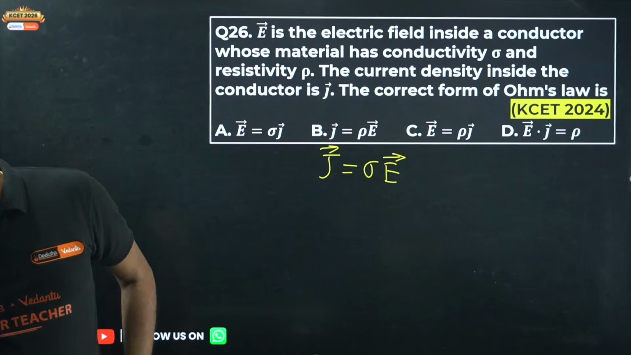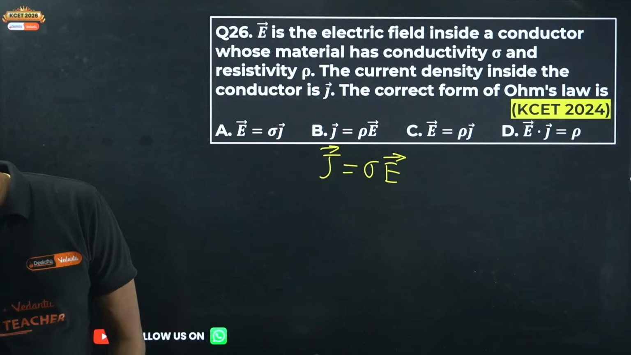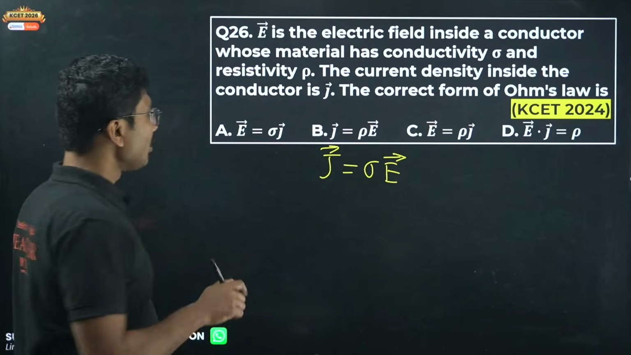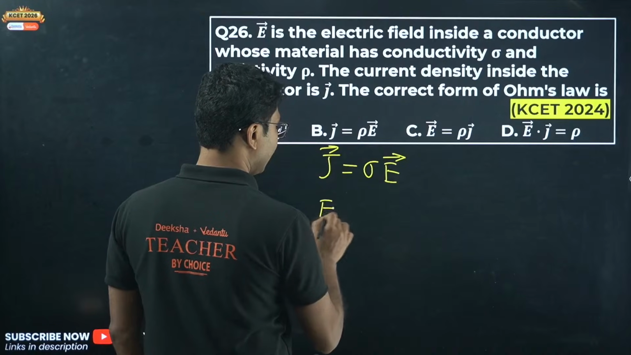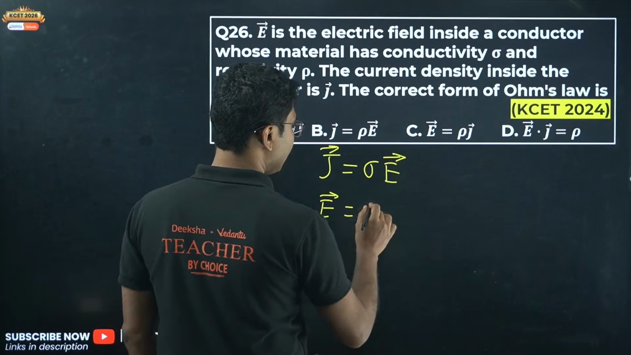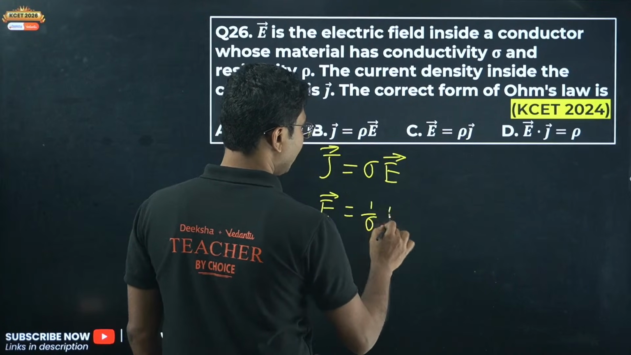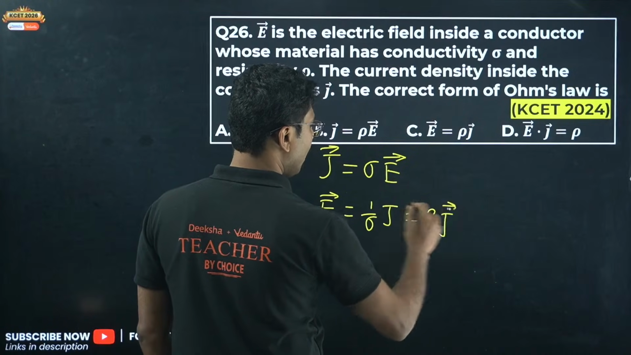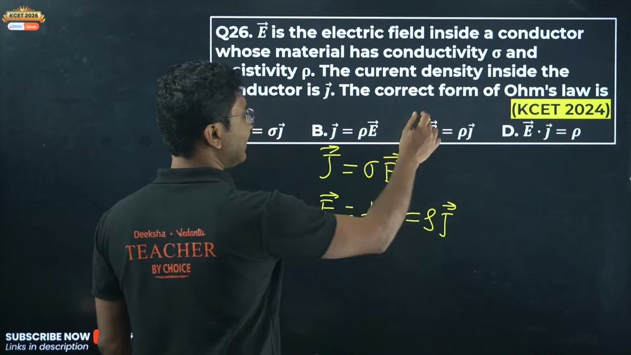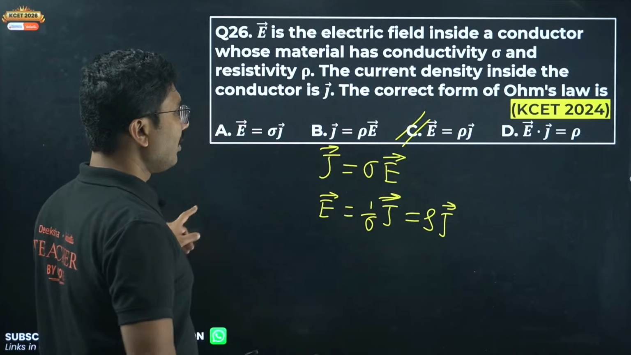So Kavya and Ash are saying option C. So option C, let's see. For option C you have to separate electric field E. Electric field E is 1 by sigma into J. Now 1 by sigma is nothing but resistivity, so it will be resistivity into current density. So the correct answer is E equals rho into J.